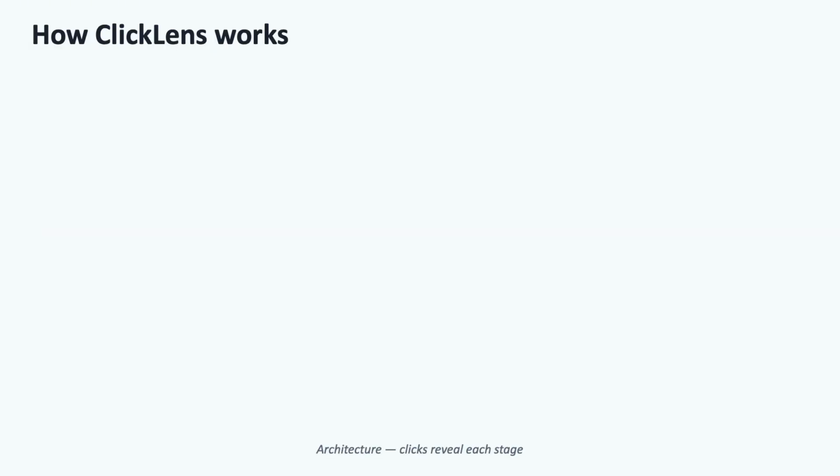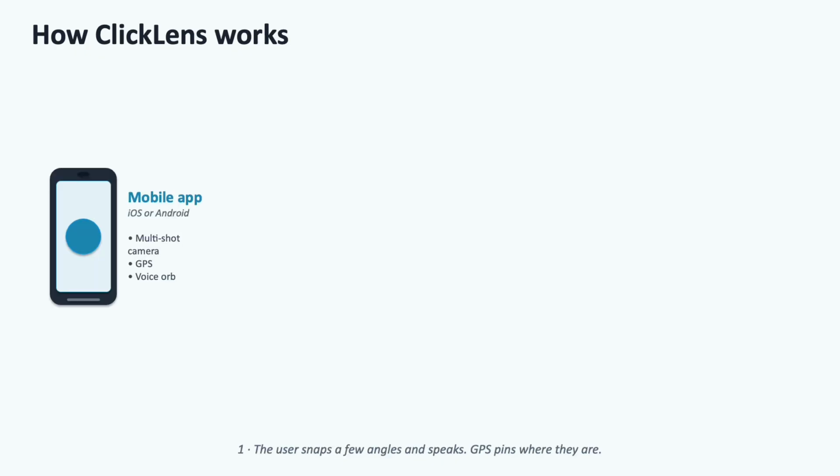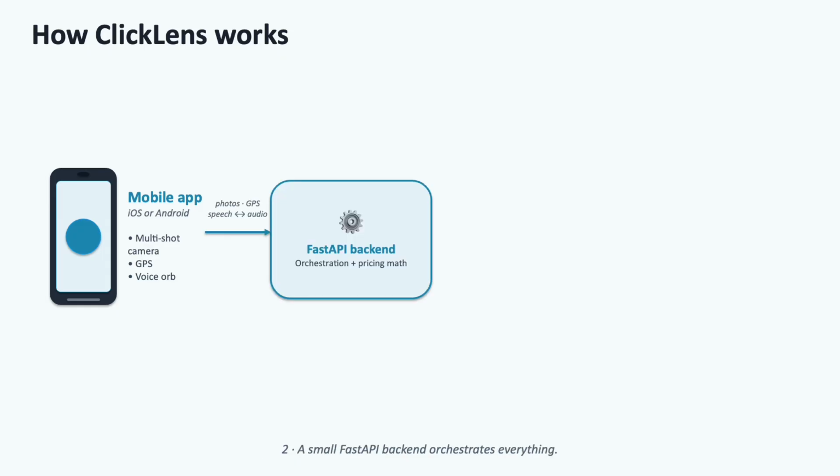Here's how it actually works. The user snaps a few angles of a piece of equipment, including the data plate, and GPS pins where they are. All of that goes to the back end. A small fast API backend orchestrates everything that happens next.